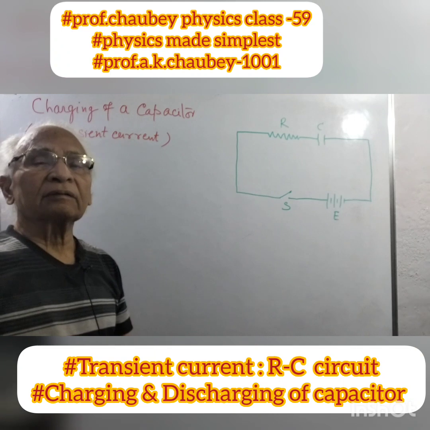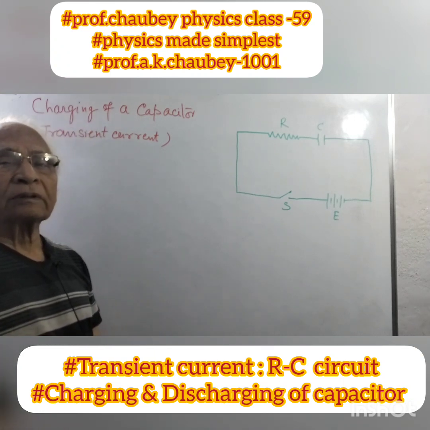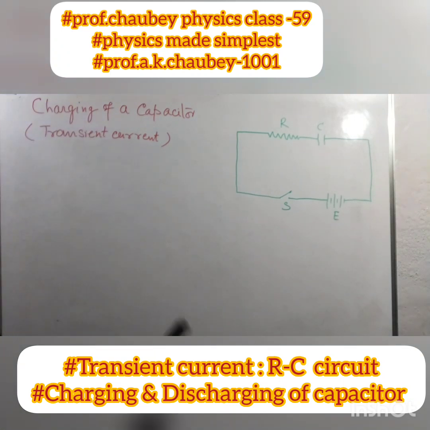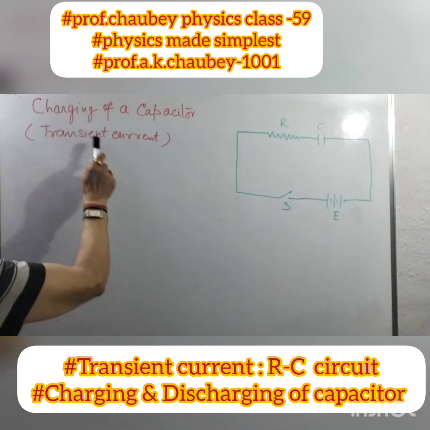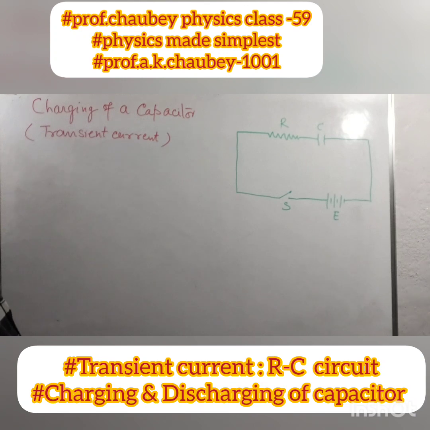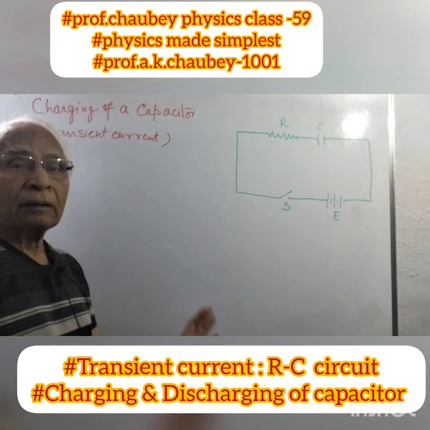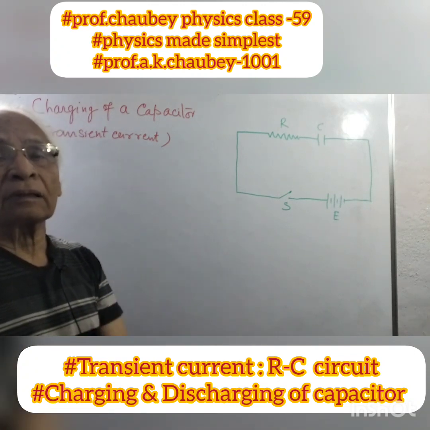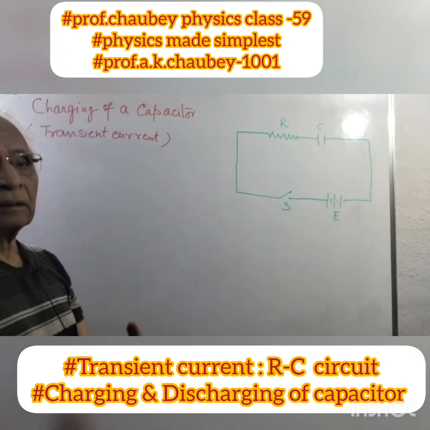Under the heading Physics Made Simple, I am going to discuss today transient currents, in particular the charging and discharging of a capacitor. So first I will talk about charging of a capacitor. Last time we discussed transient current through the RL circuit, meaning the inductance-resistance circuit.